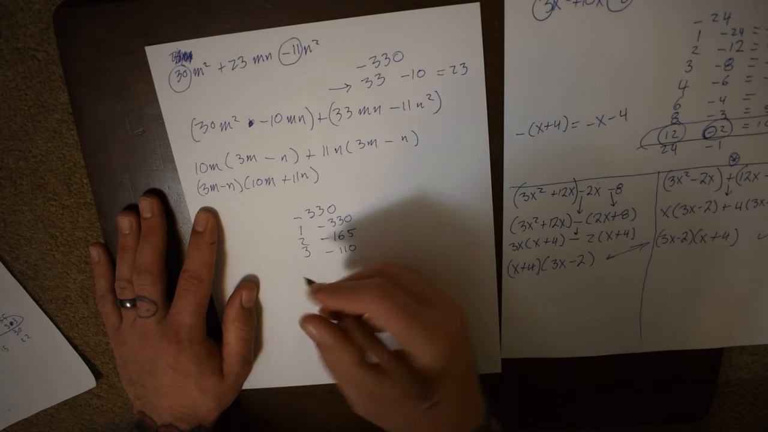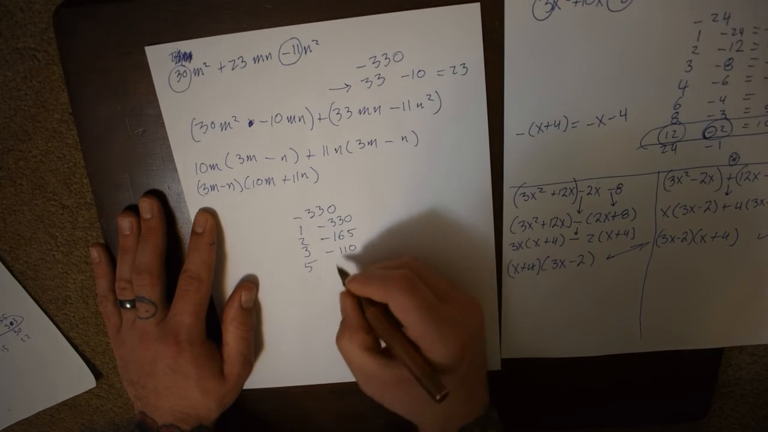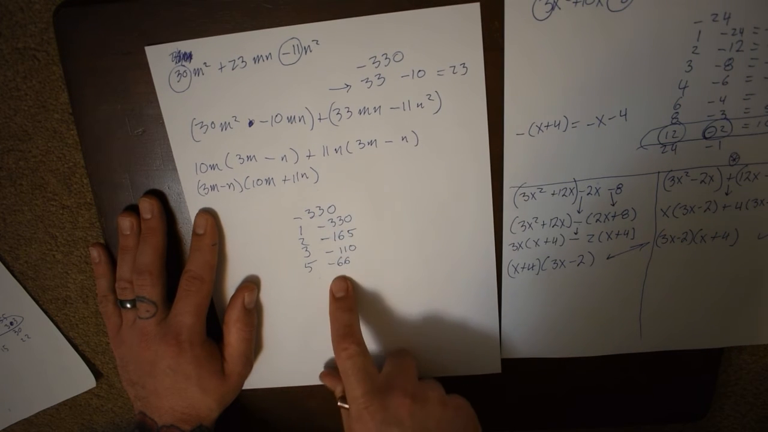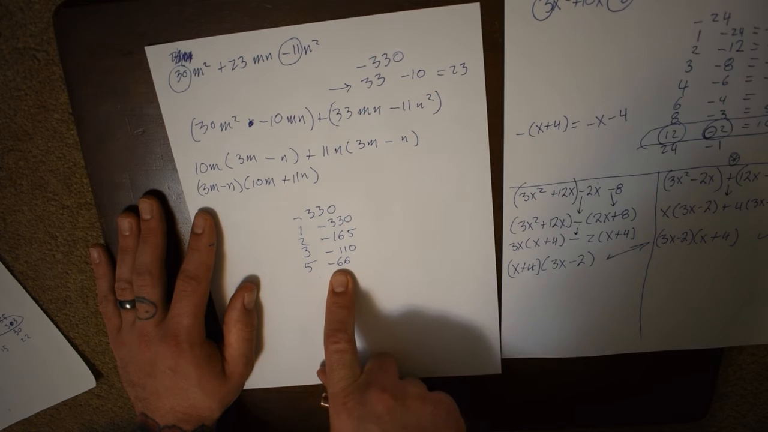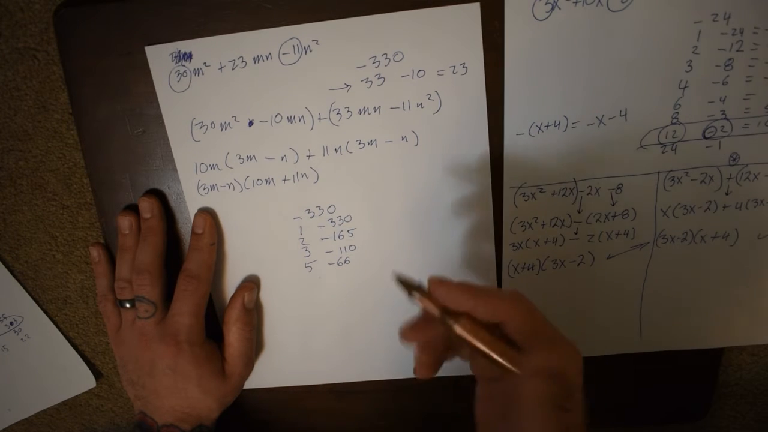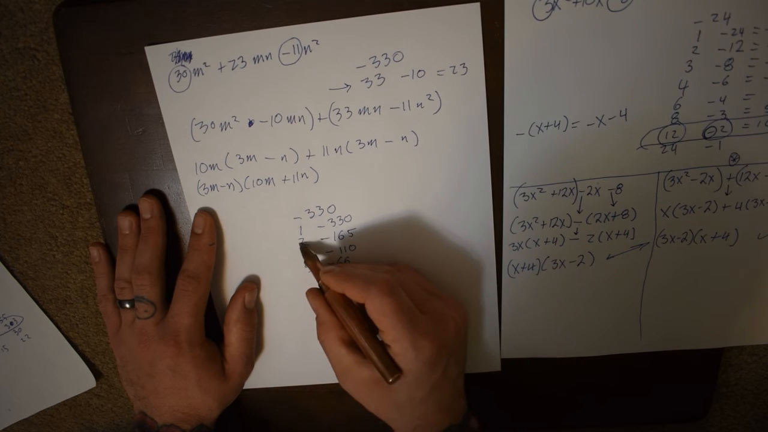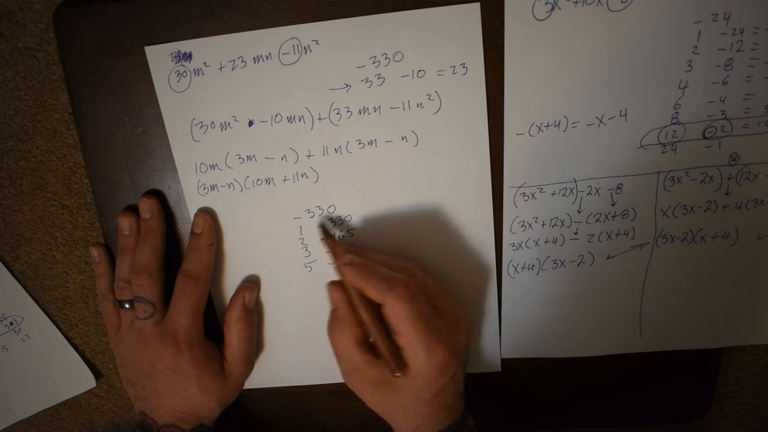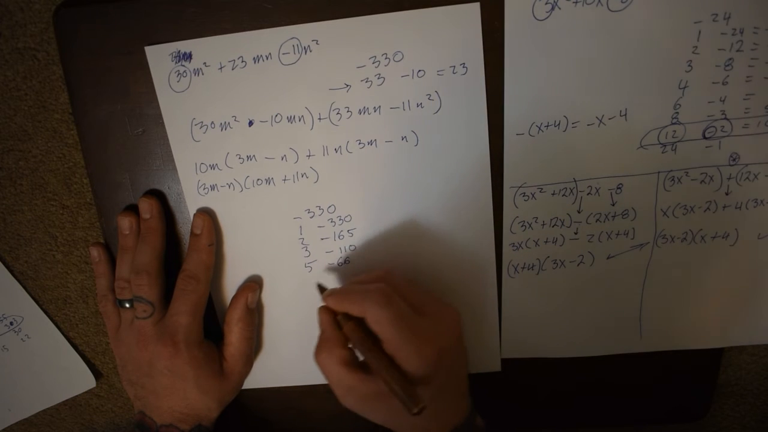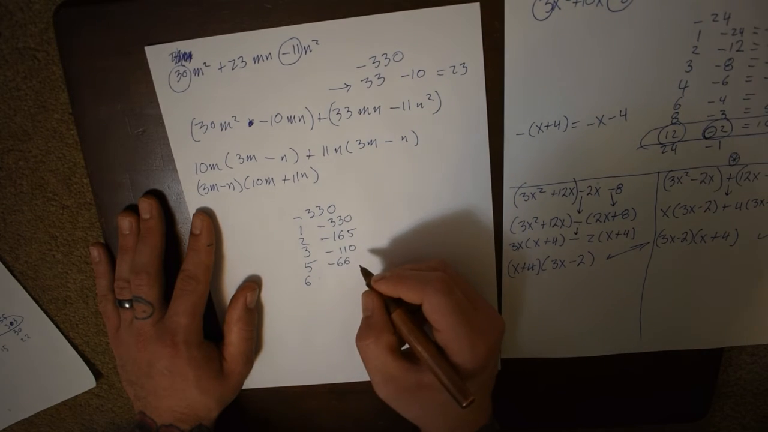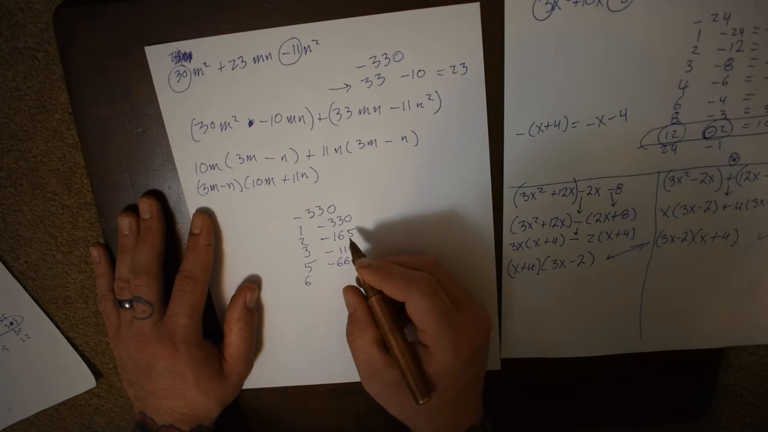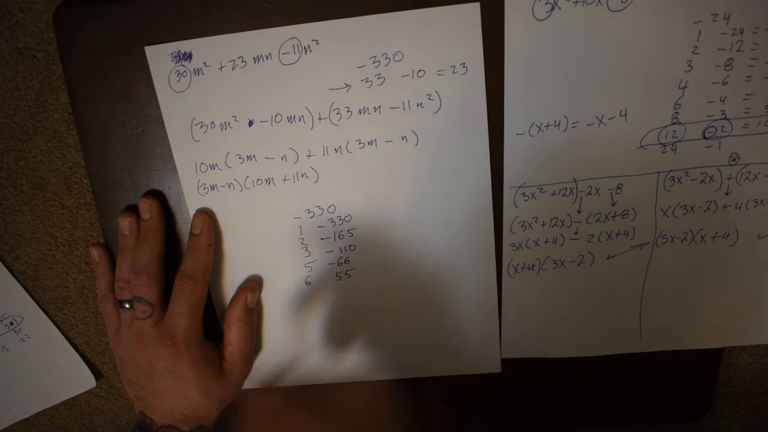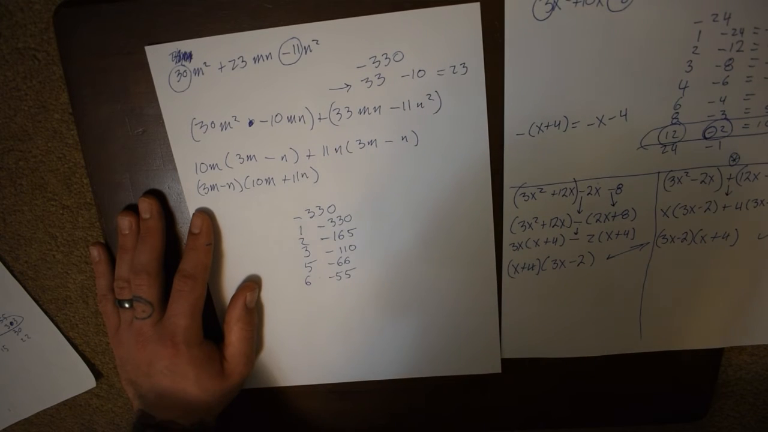5, it ends in a 0, so 5 will definitely divide. That would give us a negative 66. Once again, I get that number just by brute force mathematics. And then 6. Well, if 2 divides negative 330 and 3 divides negative 330, that means 6 has to divide negative 330. And 6 would divide in negative 55 times, I'm sorry.